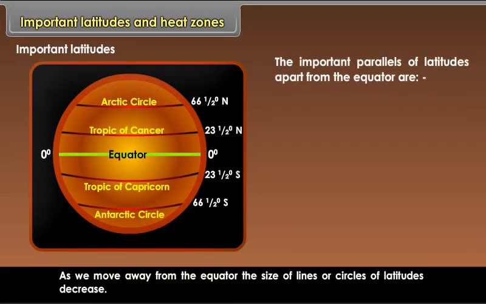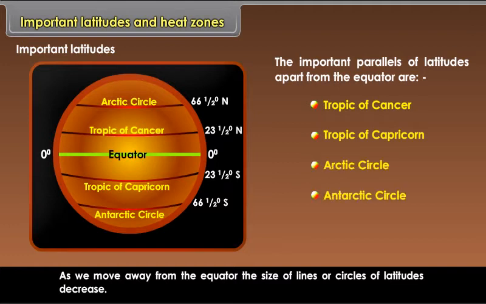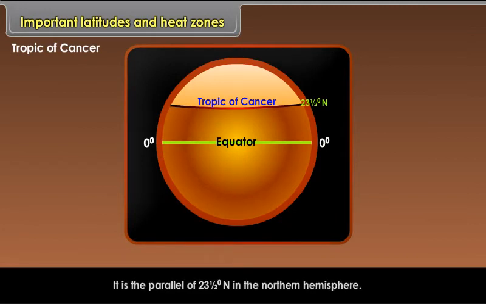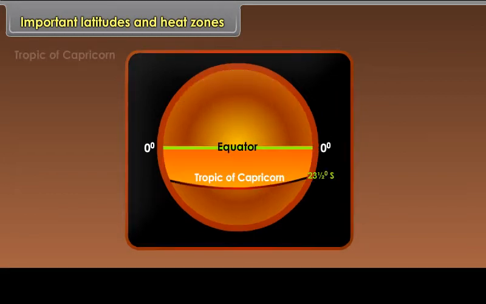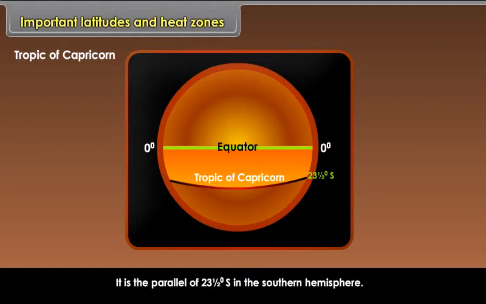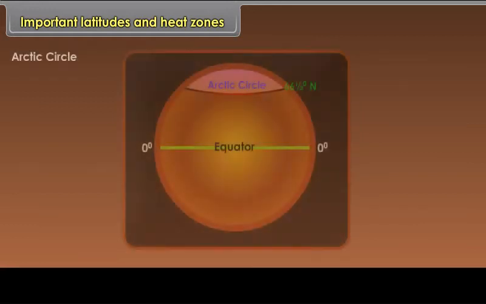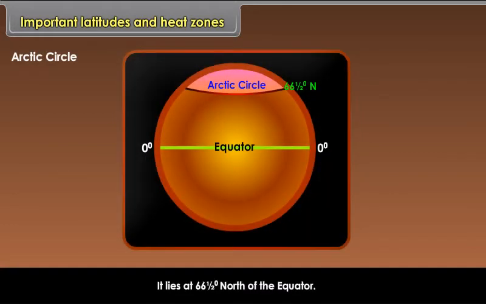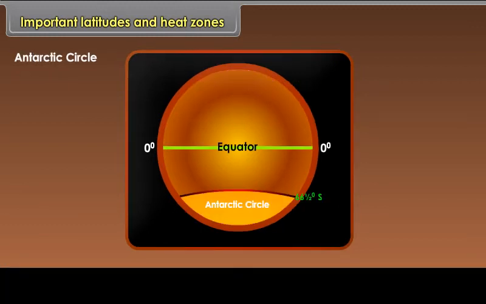The important parallels of latitudes apart from the equator are Tropic of Cancer, Tropic of Capricorn, Arctic Circle, Antarctic Circle. Tropic of Cancer. It is the parallel of 23.5 degrees north in the Northern Hemisphere. Tropic of Capricorn. It is the parallel of 23.5 degrees south in the Southern Hemisphere. Arctic Circle. It lies at 66.5 degrees north of the equator. Antarctic Circle. It lies at 66.5 degrees south of the equator.